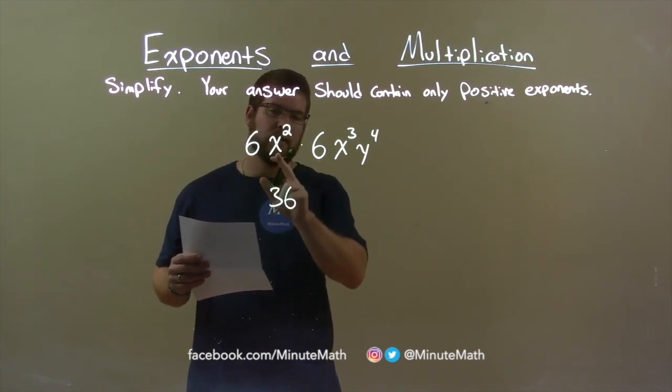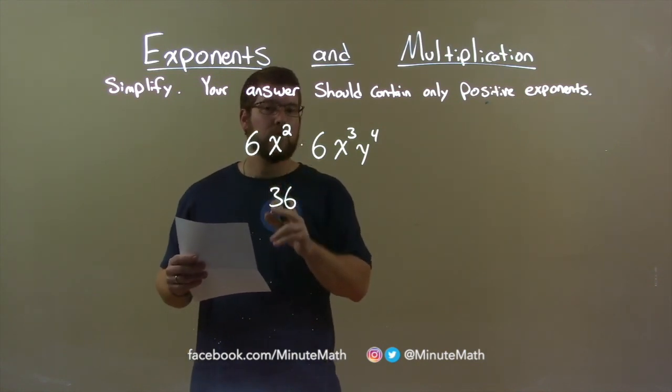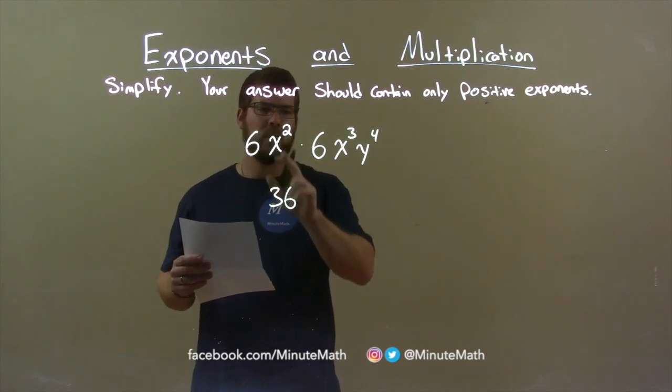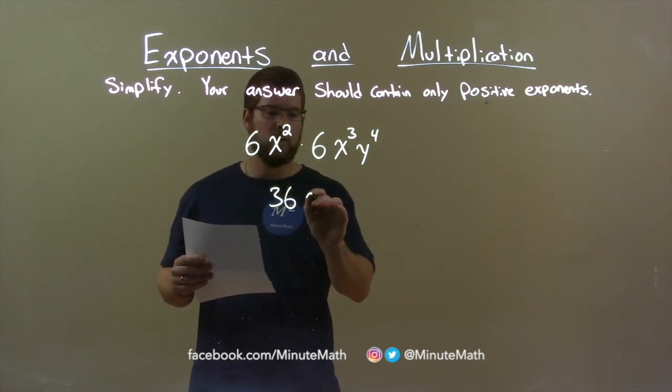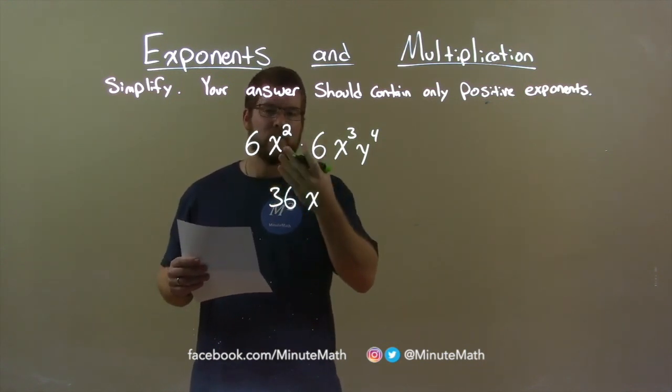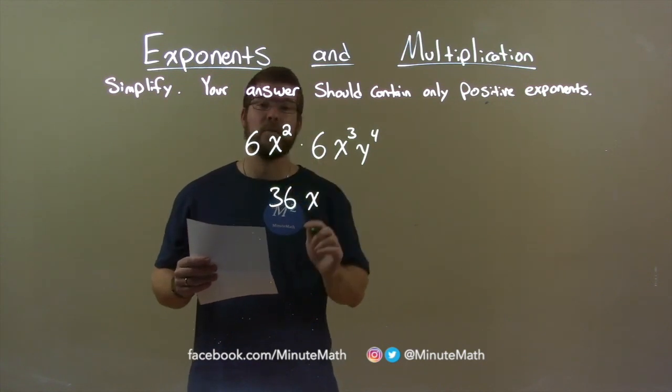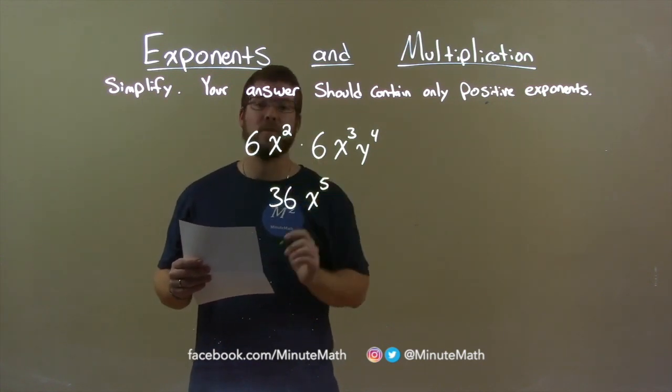Next variable I see is an x. We can only multiply like variables. X squared times x to the third. Well, we look at the exponents and we add them. 2 plus 3 is 5, so it's x to the fifth power.